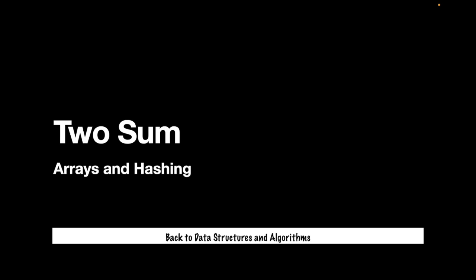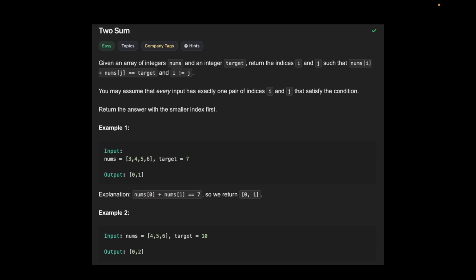Today we'll be solving Two Sum, which is the third problem in the NeetCode 150. The question says, given an integer array nums and an integer target, we need to return the indices i and j such that the sum of those two values is equal to target.